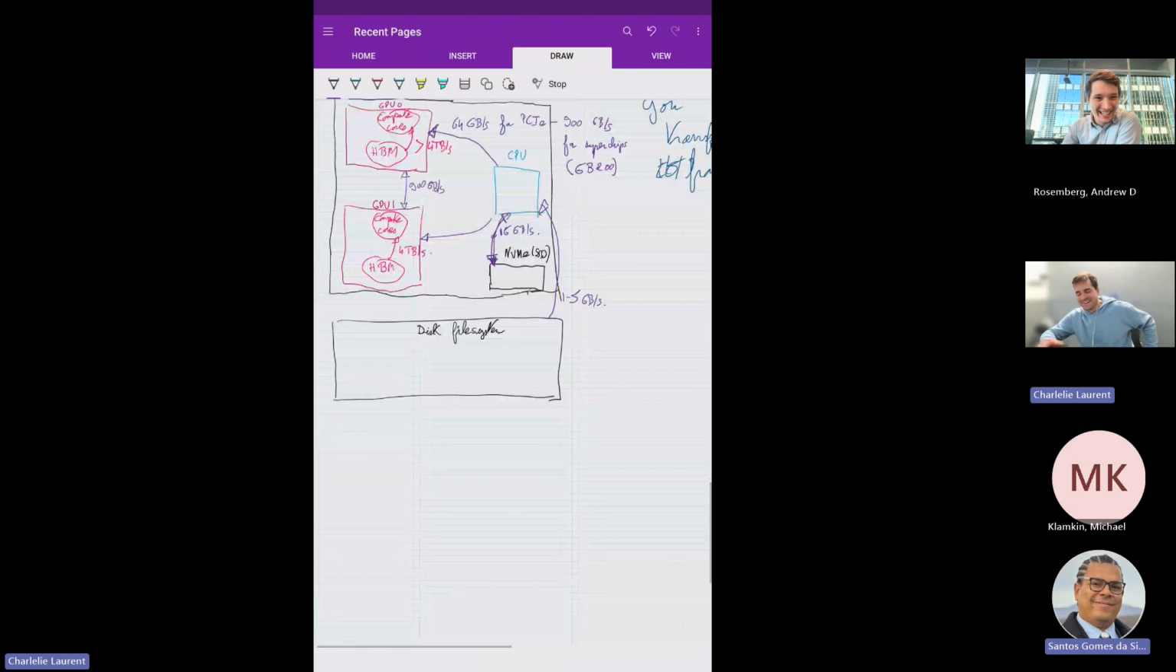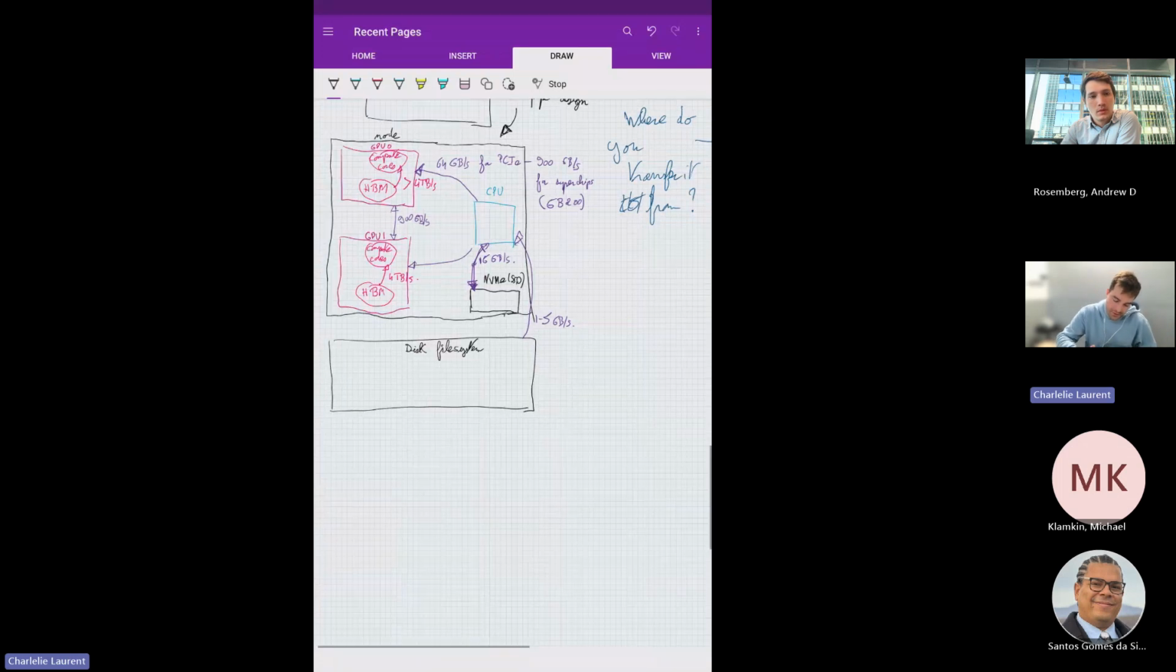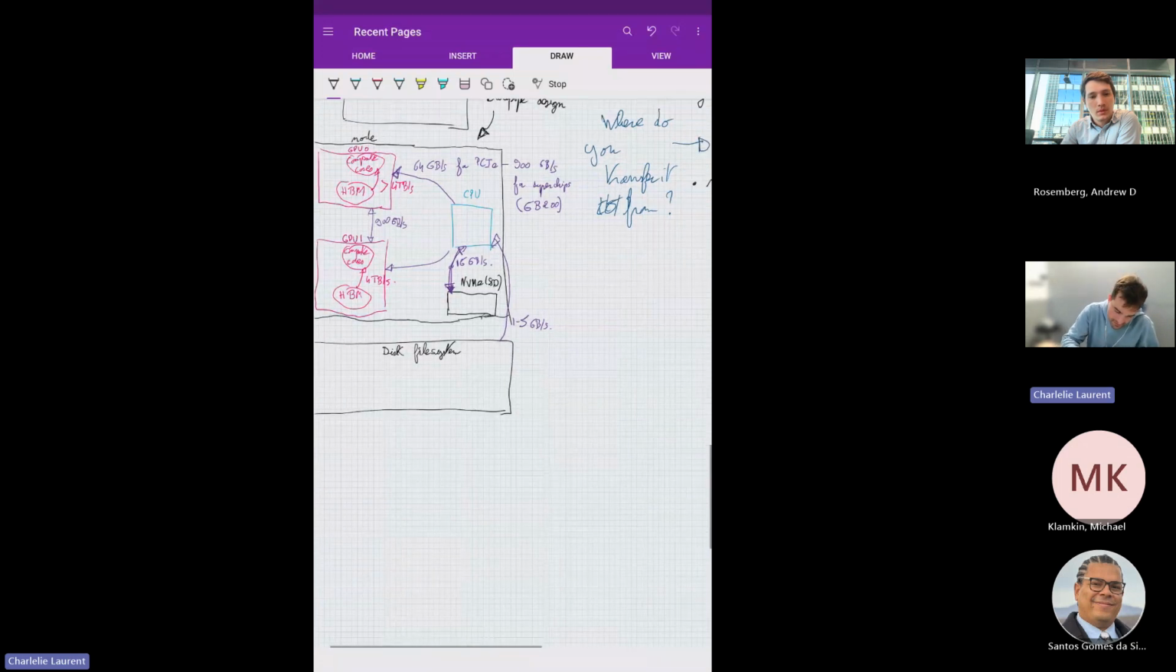Fair point. No, that's not what I mean. I don't mean to offend you or anything. So actually, I'm not sure who said that, but that was totally right.